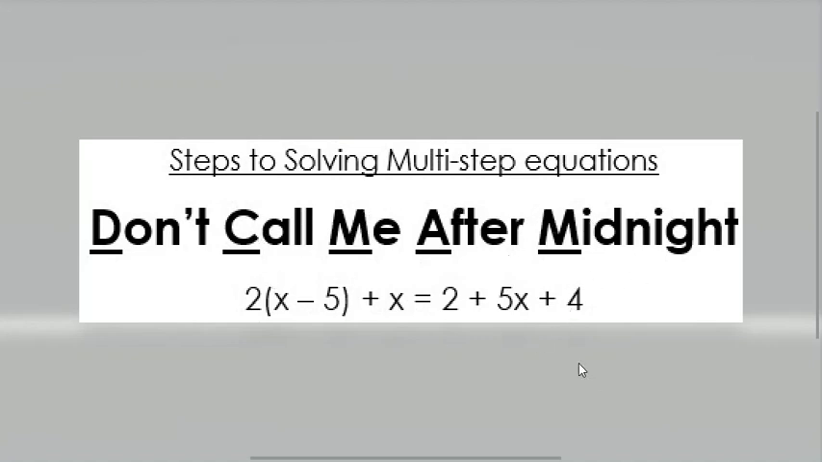A multi-step equation is something like this. It's a big, long equation. It's got an equal sign in the middle, right? It might have parentheses, and it might have more than one variable, things like that. But if you follow these steps, "don't call me after midnight," you will correctly solve the equation each time.